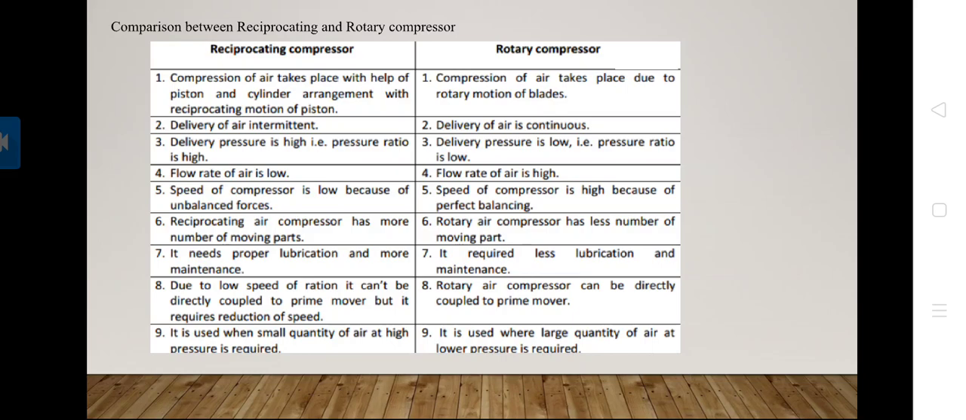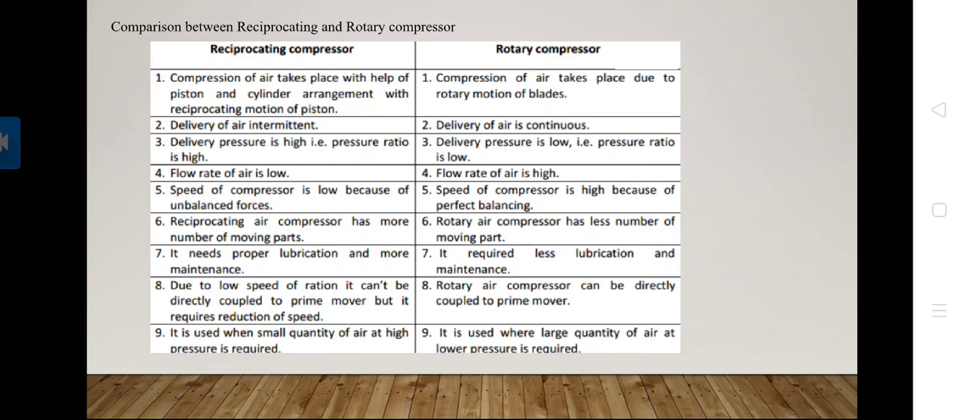The delivery pressure is high and the pressure ratio is also high in a reciprocating compressor, and delivery pressure is low and pressure ratio is also low in a rotary compressor. Flow rate of air is low in a reciprocating compressor and flow rate of air is high in a rotary compressor. Also the speed of the compressor is low because of unbalanced forces, and the speed of the compressor is high because of perfect balancing in a rotary compressor.